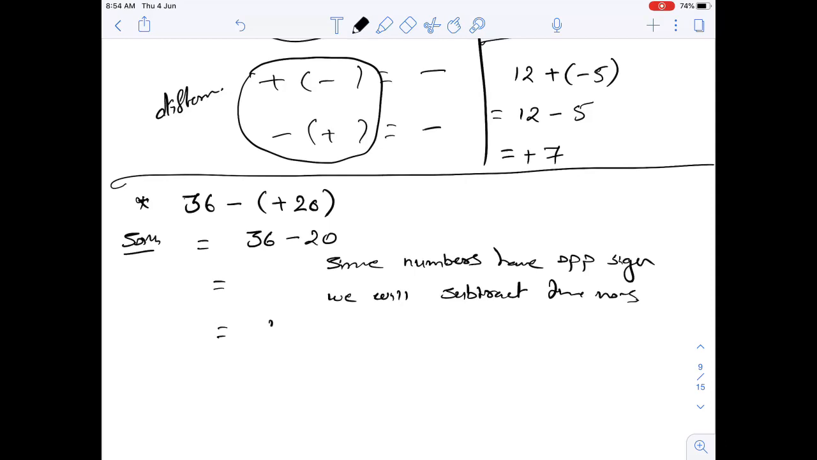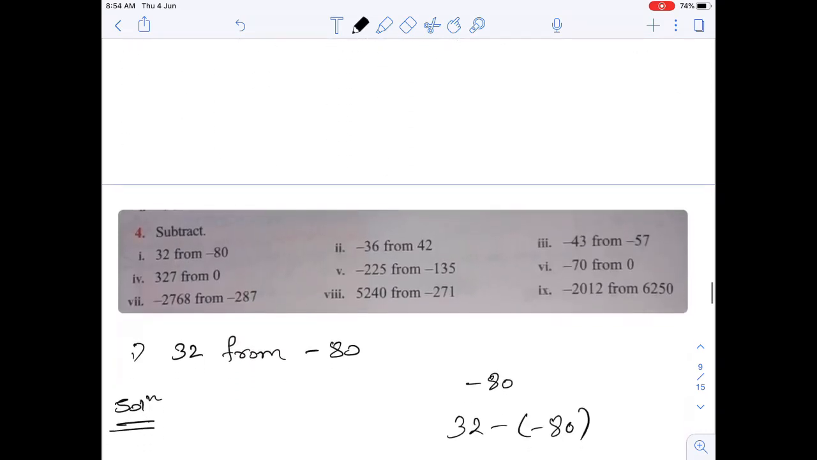That is 16. Now after writing this we have to write the sign of the greater number. So check between 36 and 20 which number is greater. 36 is greater, and no sign is written over here, which means it is positive. So we will write here plus 16. Have you understood up to here? Now let us solve some more examples based on this one.